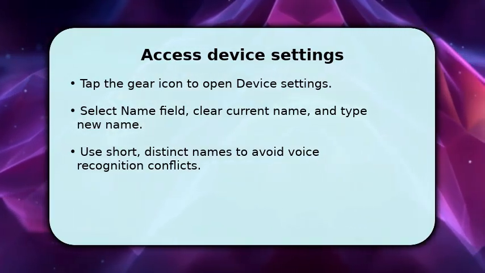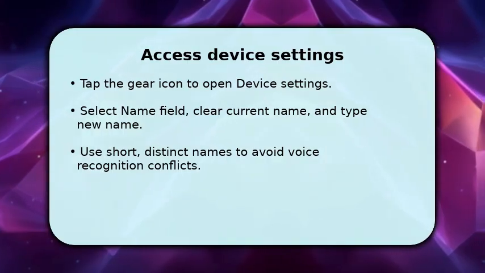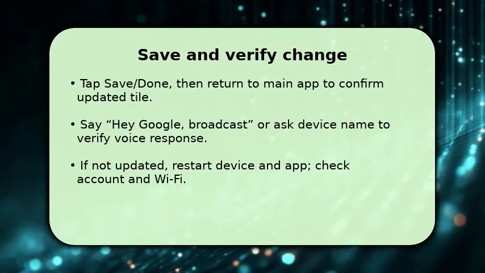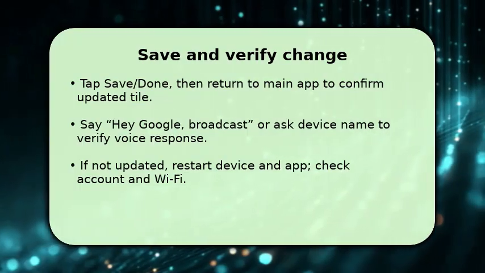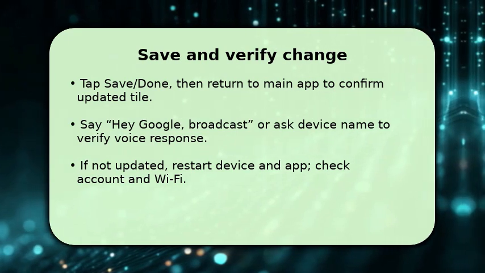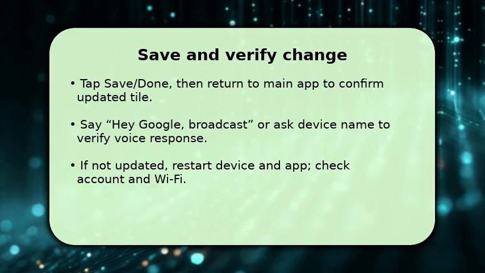This method changes the label the app and Google Assistant use, which is why you finish by tapping Save or Done and return to the main Google Home screen to confirm the tile shows the new name. Once saved, verify with voice. Say, "Hey Google, what's your name?" or give a simple command using the new name.